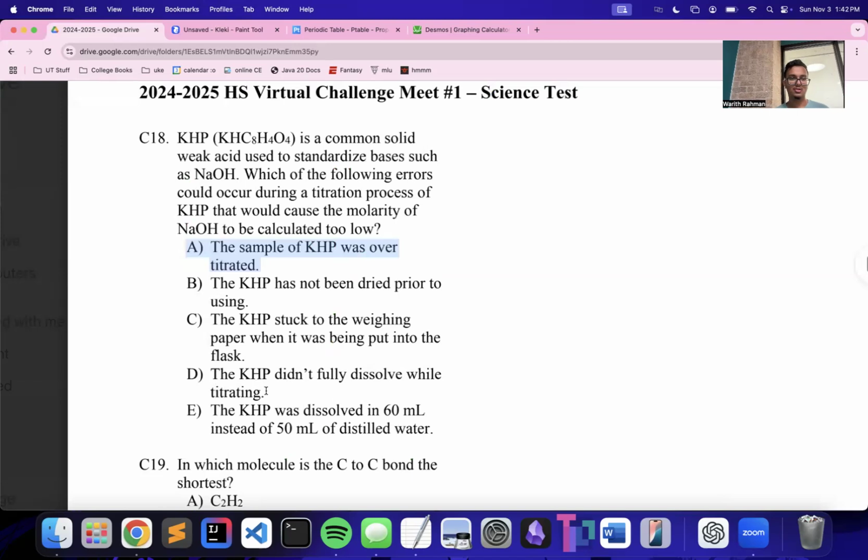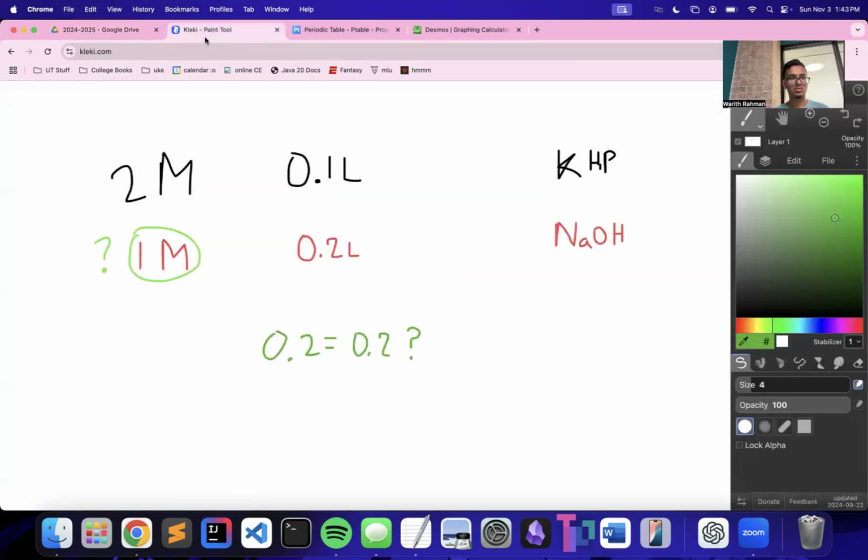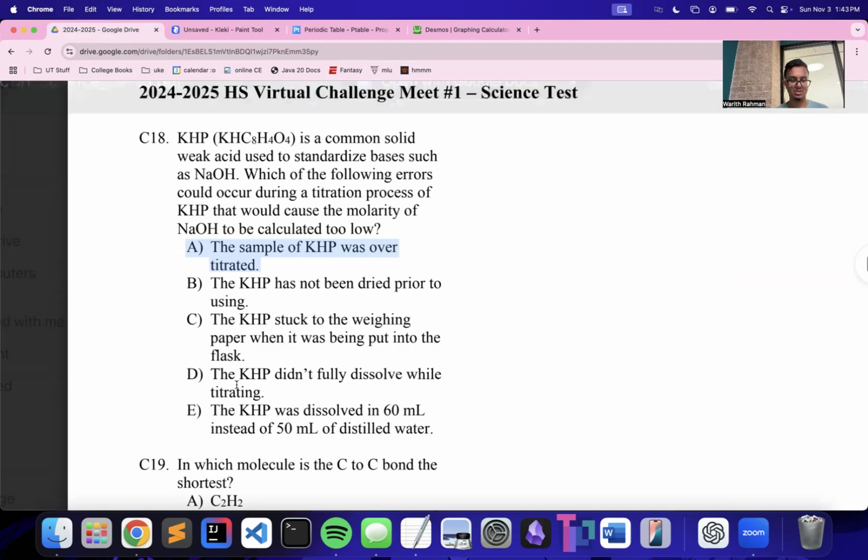Then for D, we have the KHP didn't fully dissolve while titrating. So dissolution shouldn't really affect it too much. And what's going to happen there is that that shouldn't really affect how we have the KHP change.